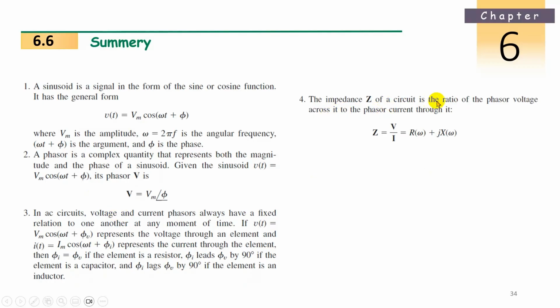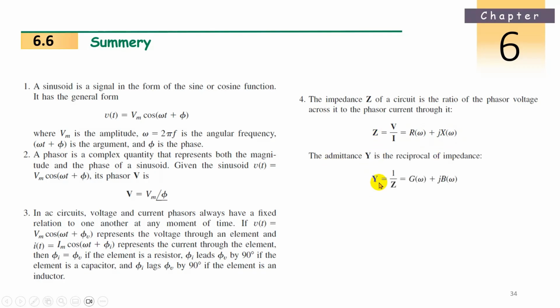The impedance Z of the circuit is the ratio of the phasor voltage across it to the phasor current through it. The ratio, V by I, is equal to R(ω) + jX(ω). Here ω in radians per second is not multiplication. It is in terms of the phasor. Don't confuse here: R(ω) means we are not multiplying. In terms of frequency domain, it is telling R in the frequency domain and X in the frequency domain.